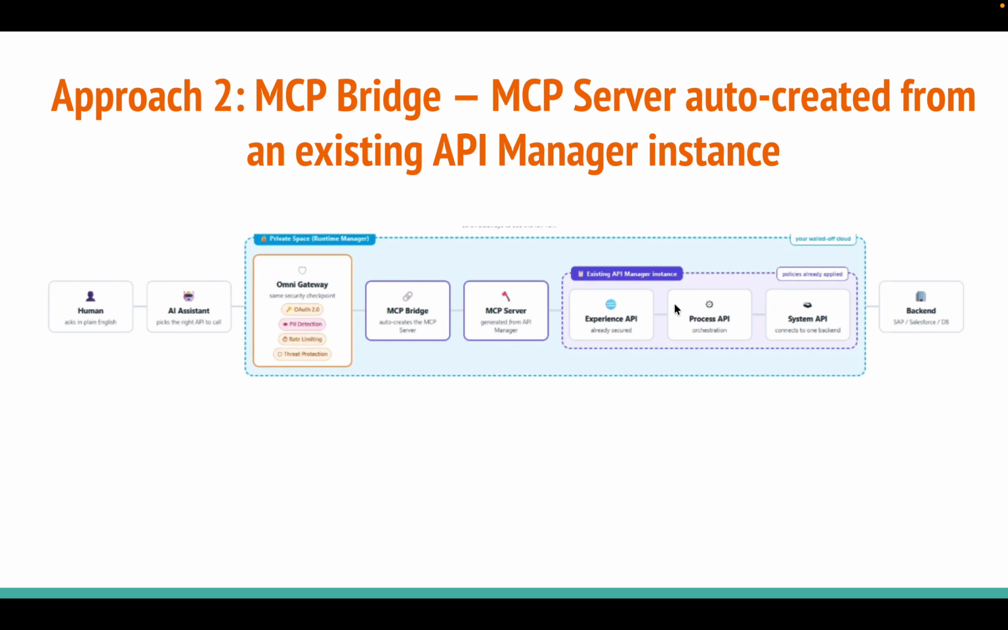Again, it can call whatever API, experience, process, or system API, and that will call the backend. It's the same, only we are introducing the MCP bridge, right? Then the Omni Gateway will always be the entry point. It's not necessary, but make sure that if you want to apply policies and everything, your entry point needs to be the Omni Gateway. Formally it is known as Flex Gateway, but now the name may change to Omni Gateway.